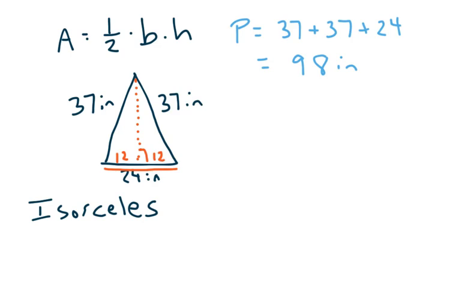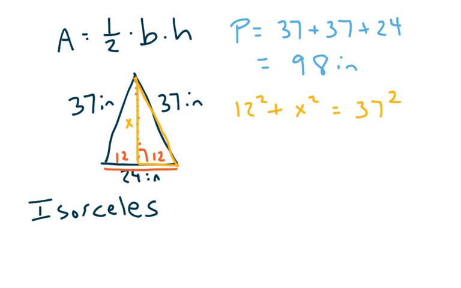And what I've done here is I have created a right triangle inside my triangle where one of the legs is 12, one of the legs I don't know, and the hypotenuse is 37. So I'm going to use the Pythagorean theorem to find out how tall my triangle is. If I'm going to find the area, I'm going to need the height. The way I'm going to find that height is by drawing in this vertical line, which creates this right triangle inside my triangle, and then the Pythagorean theorem is how I'm going to find the height.